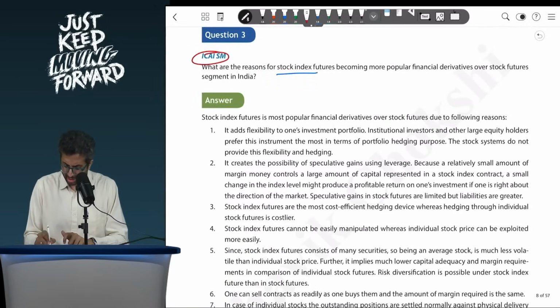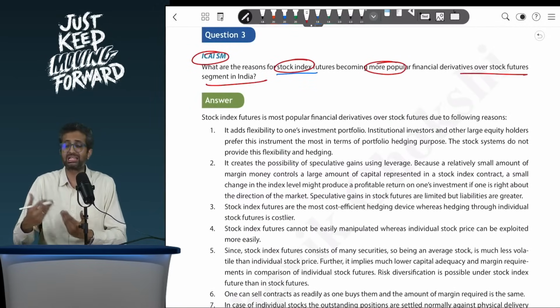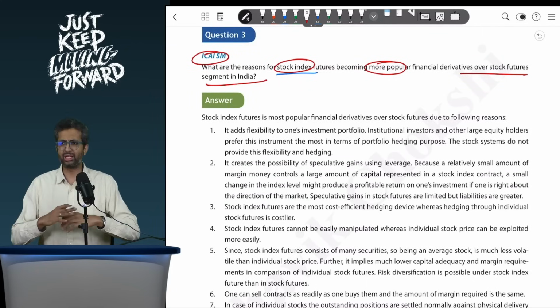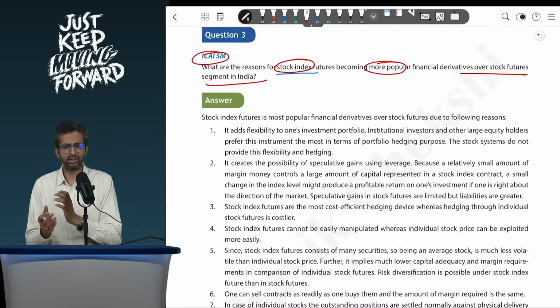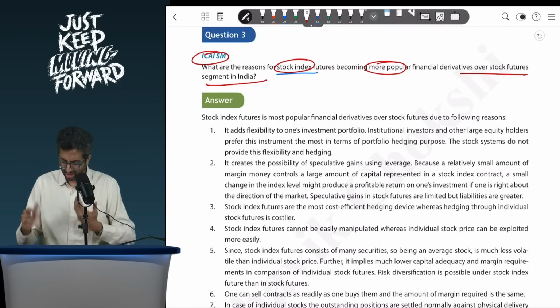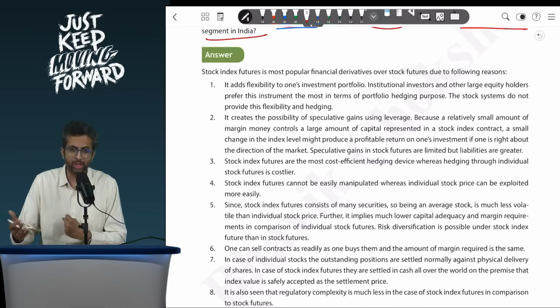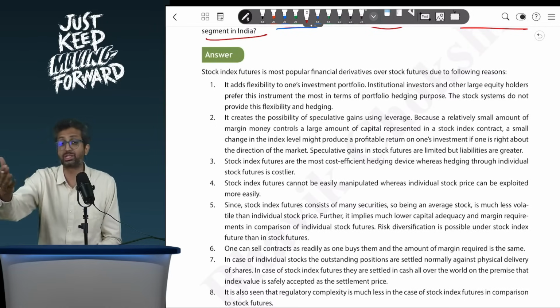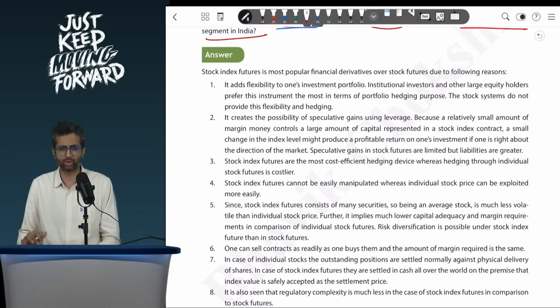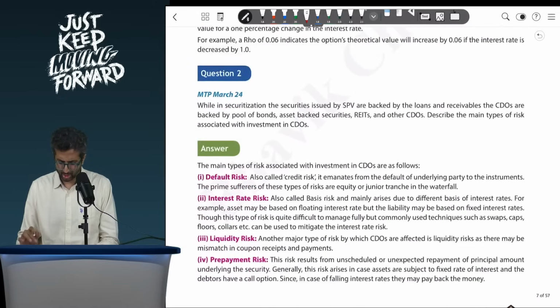In the study material, stock index futures are becoming more popular over stock futures because there is a lot more liquidity. It is much more diversified. It is much more cost efficient. A lot of theory points are given over here. It is very difficult to manipulate stock index futures, unlike a single stock, where the promoter might manipulate the futures. In an index, that is not possible. So there are a few things that you can refer.